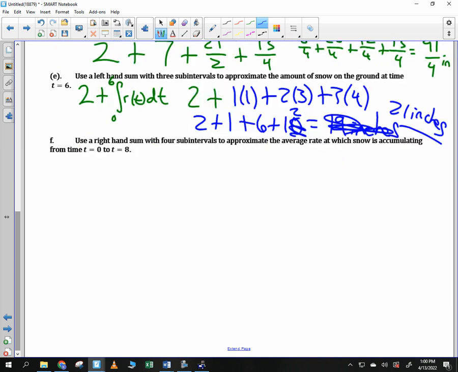It says use a right-hand sum with 4 subintervals to approximate the average rate at which snow is accumulating from time 0 to 8. Oh my goodness.